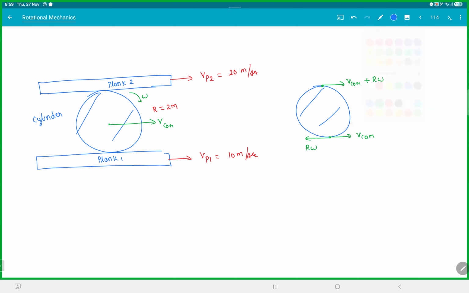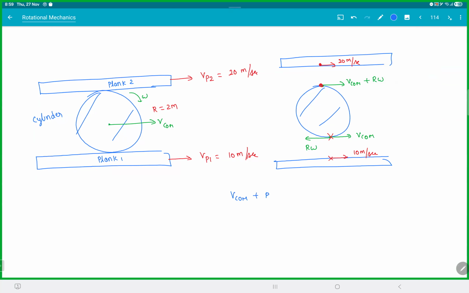Perfect. So we have a plank on top of it, we have a plank at the bottom. So again, you're interested in the points of contact. So this point and this point are touching each other, and this is going with what? 20 meters per second. This point and this point are touching each other, and there's no slipping. So this point is going with 10 meters per second. So the first equation, V center of mass plus R omega must be equal to 20 since you didn't slip. V center of mass minus R omega must be 10 since you didn't slip. Add them, you will end up with V center of mass is equal to 30 by 2, 15. Put 15 back there and we get R omega is equal to 5 and omega is 5 by 2.